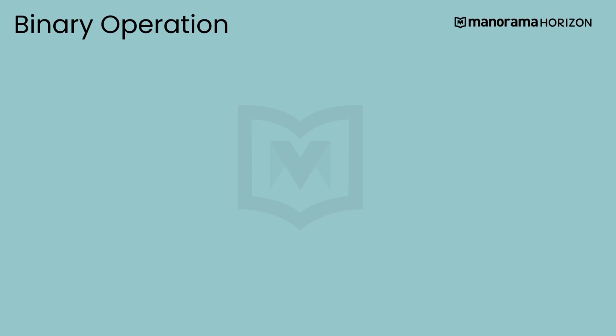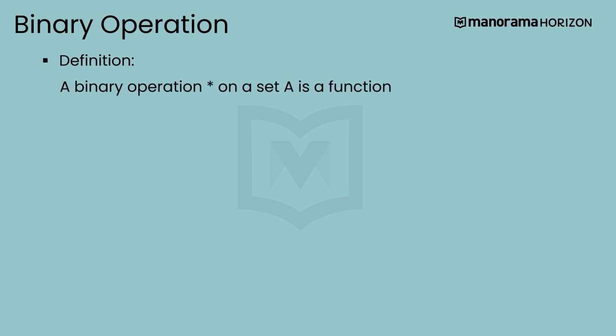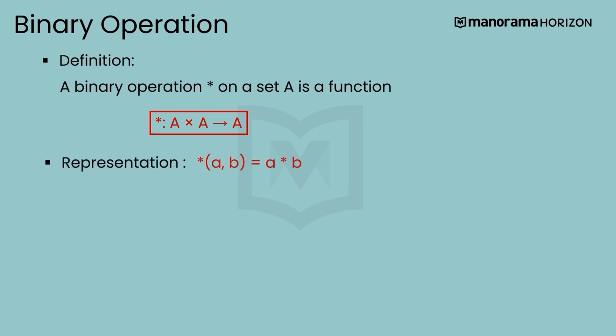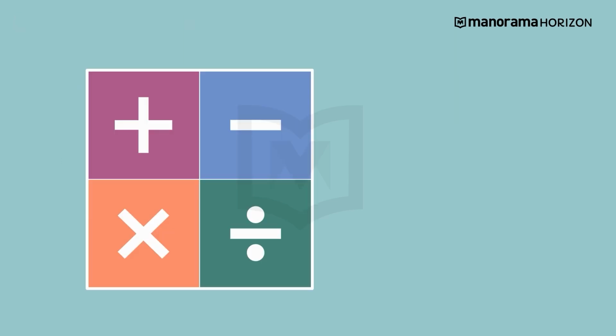Binary operation. The word binary means two. Let us define binary operation. A binary operation star on a set A is a function from the Cartesian product A cross A to A. We denote it as star of (A, B) by A star B. Binary operations mean combining two elements in a set to produce a third element that belongs to the set.